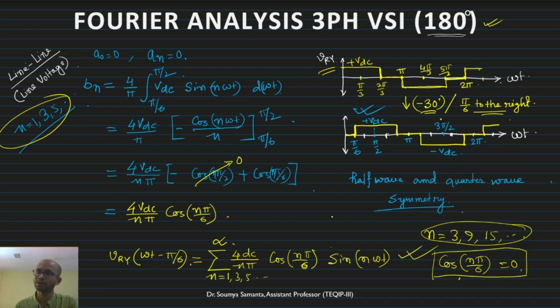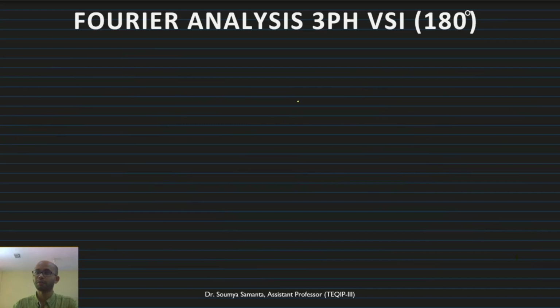So what harmonics will be present? You will not be able to see here, so let's change the page. What harmonics will you get? You will get n equal to 1, 5, 7, 11, this way. All the 3, 9 will not be there, the triplen harmonics.